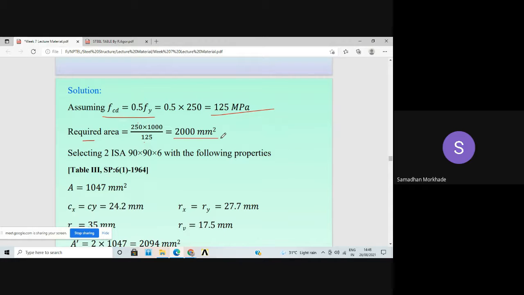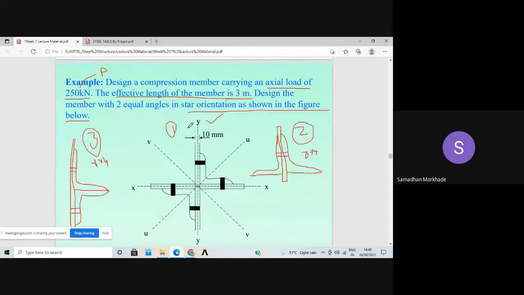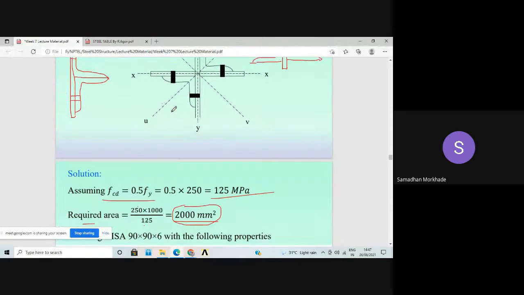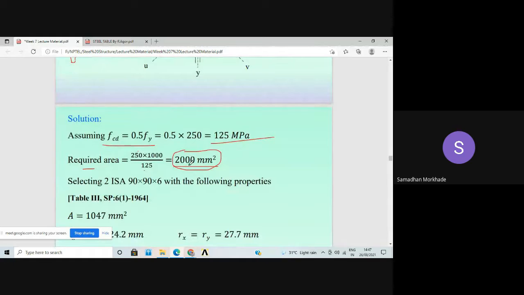Now we have to select the sections based on this area. What condition is given in the problem? Design the member with two equal angles. So we have to assume two equal angles. This 2000 mm square is the area required for two angle sections. So the area required for a single angle section is 2000 divided by 2, that is 1000 mm square.